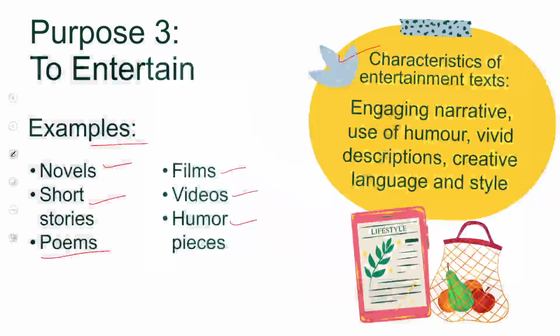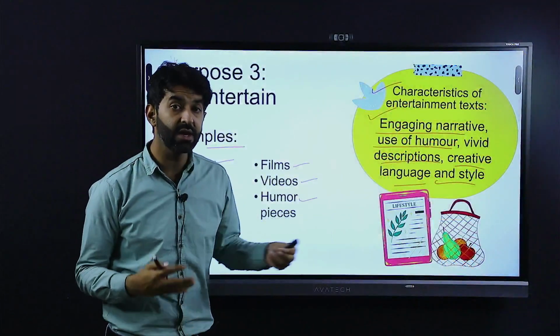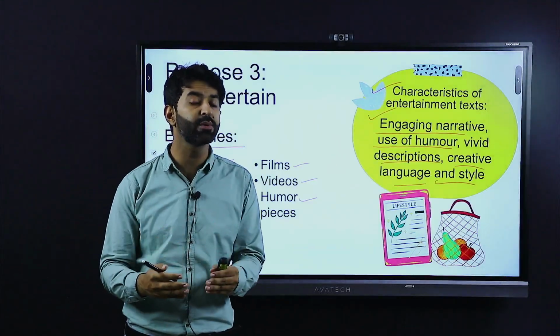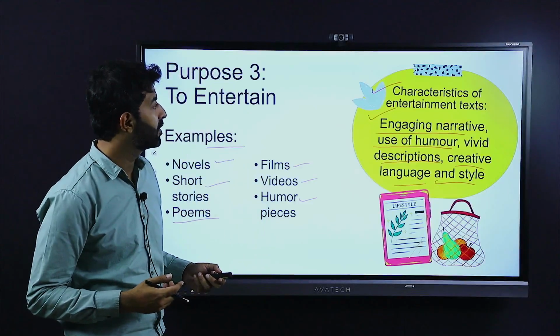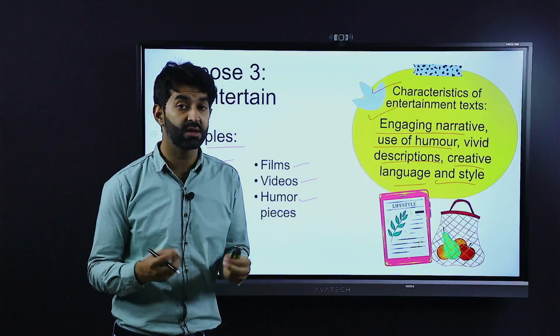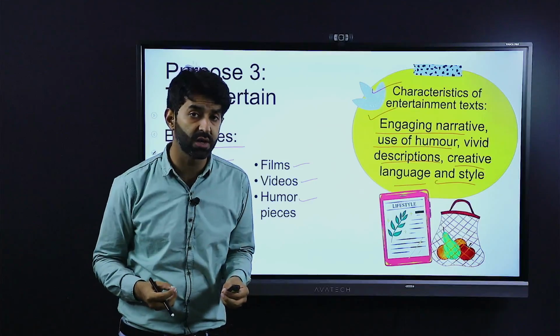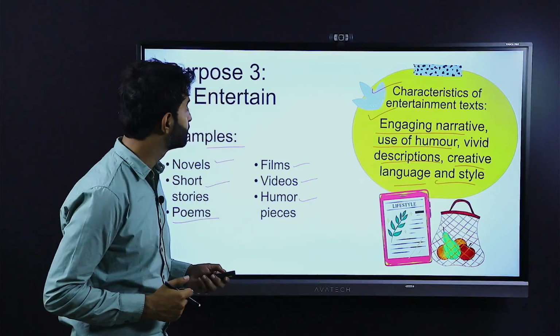Now, the characteristics or traits of such texts are an engaging narrative. The story is very engaging. It captivates you. It holds you. There is use of humor, vivid and clear descriptions, and creative language and creative style. So when you find all these things in a text, you can clearly reach the author's purpose, which is actually entertaining you. So we looked at all these three purposes, which are mentioned in our students' learning outcome. We have cleared it one by one.